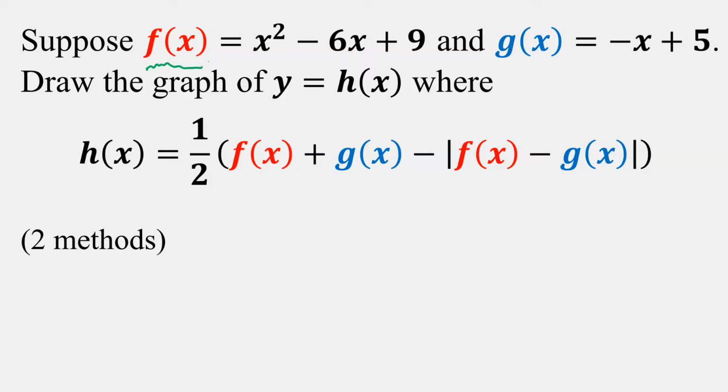Suppose f(x) equals x squared minus 6x plus 9 and g(x) equals minus x plus 5. Draw the graph of y equals h(x), where h(x) is given as 1/2 times (f(x) plus g(x) minus absolute value of f(x) minus g(x)). And as the thumbnail and the title suggest, I am going to present you 2 methods. First, I will introduce the most straightforward and general method when dealing with absolute values, and then I will move on to the second method.